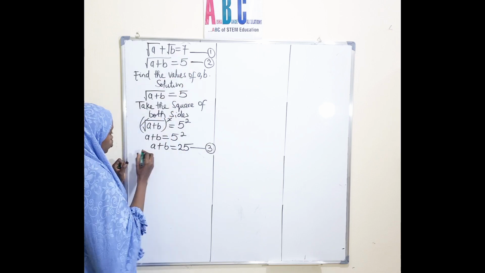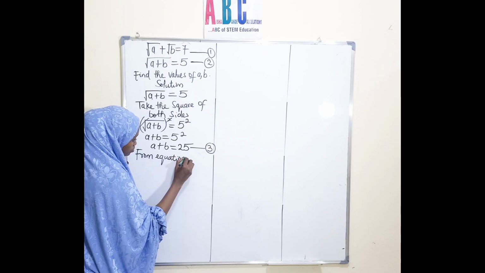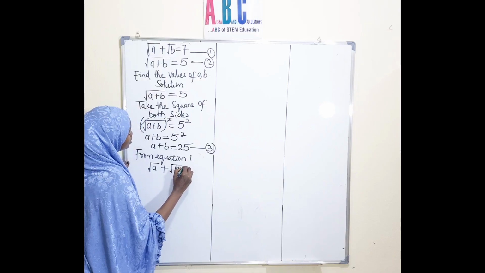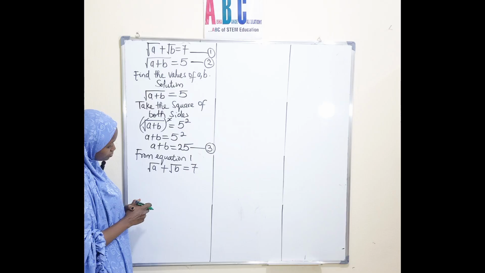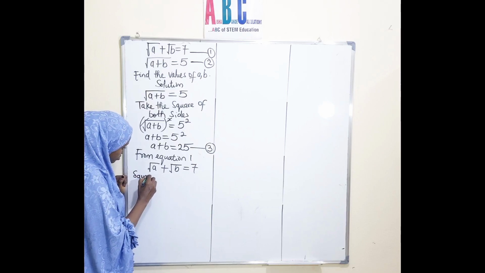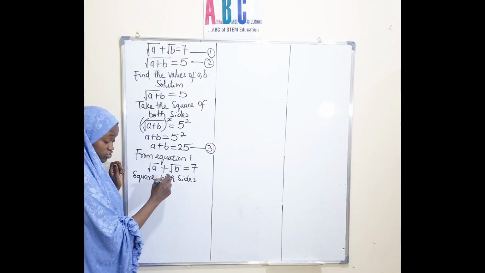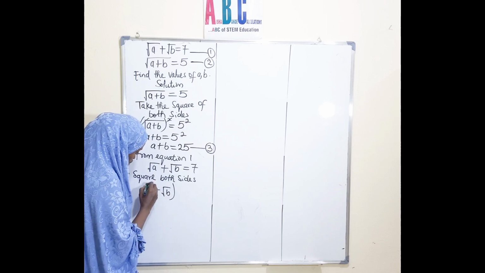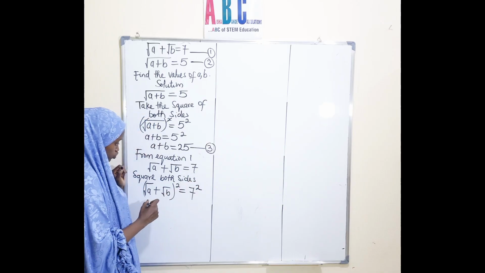Now let's go back to equation 1. From equation 1, which is square root of a plus square root of b is equal to 7, right? What do we do also at this point? Let's take the square of both sides. So if you are squaring both sides, this means that square root of a plus square root of b, all squared, is equal to 7, that is what we have at the right hand side, also to the power of 2.